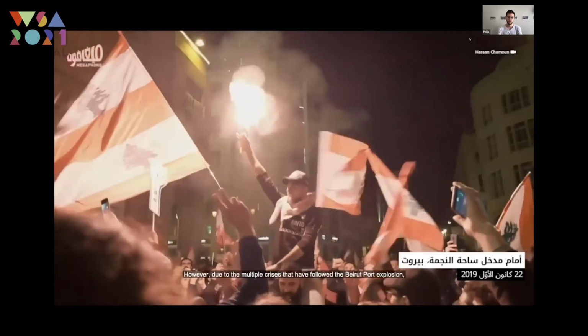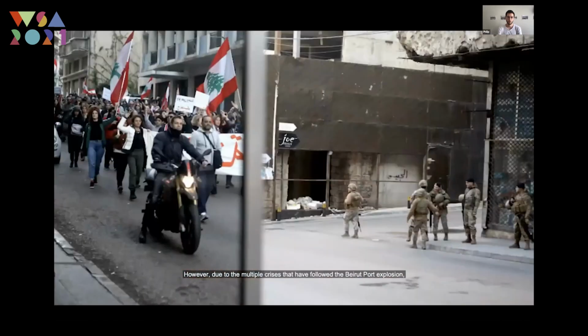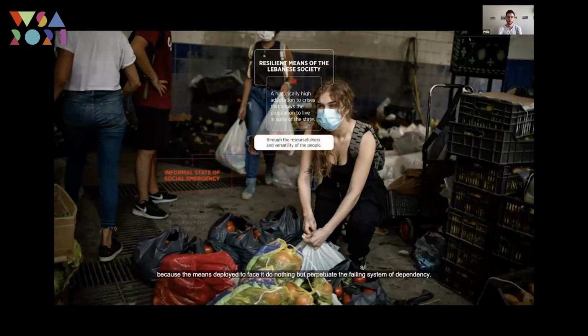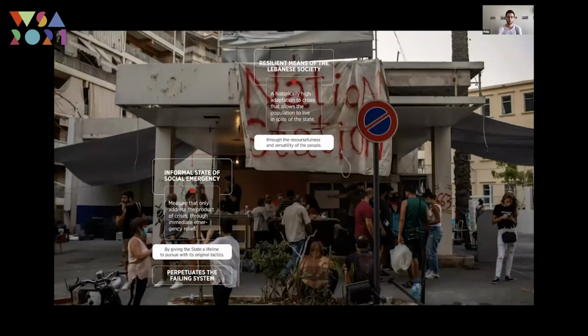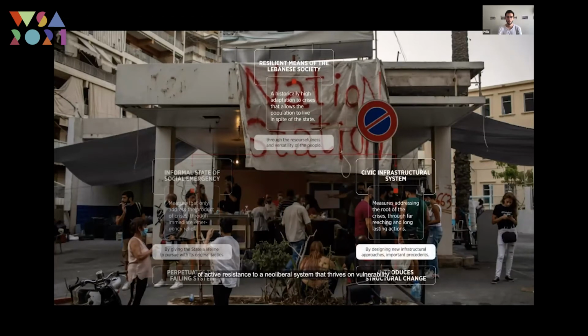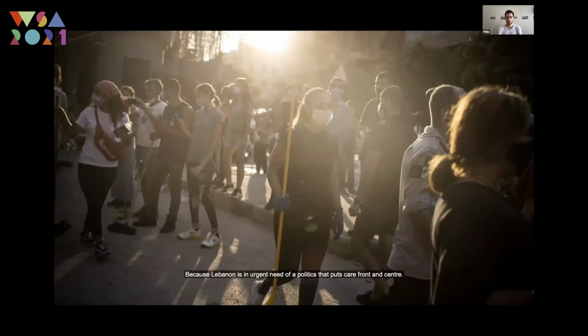However, due to the multiple crises that have followed the Beirut port explosion, these initiatives are today inscribed in an informal state of social emergency. But this project argues against such a state of emergency, because the means deployed to face it do nothing but perpetuate the failing system of dependency. Instead, the resilient means of the population should be channeled into a civic infrastructural system of active resistance to a neoliberal system that thrives on vulnerability. Because Lebanon is in urgent need of a politics that puts care front and center.